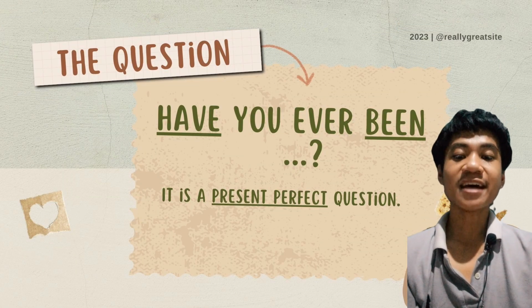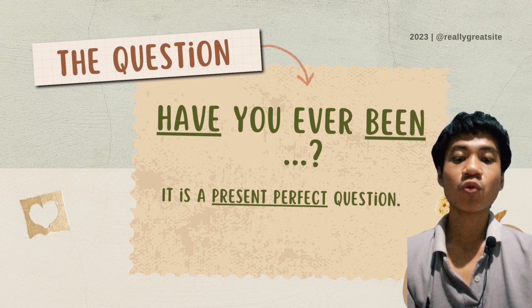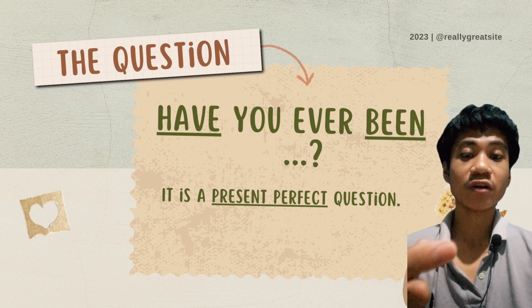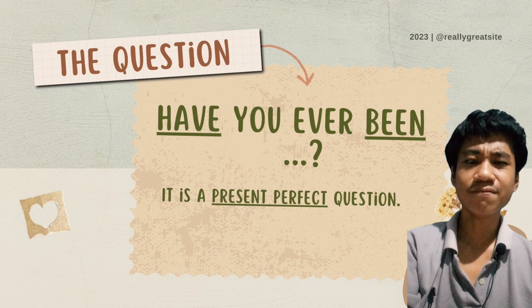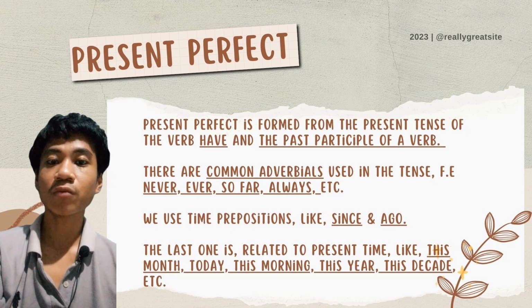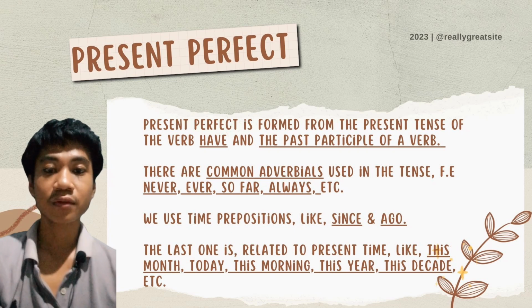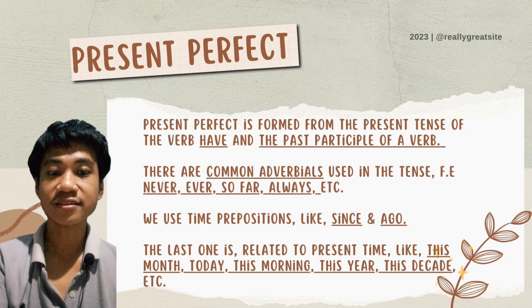The question I asked you, have you ever been confused? Use the tense. Why? Because it starts with have and it has the verb been. It is a question. What is the tense though? Present perfect is formed from the present tense of the verb have and the past participle of a verb.